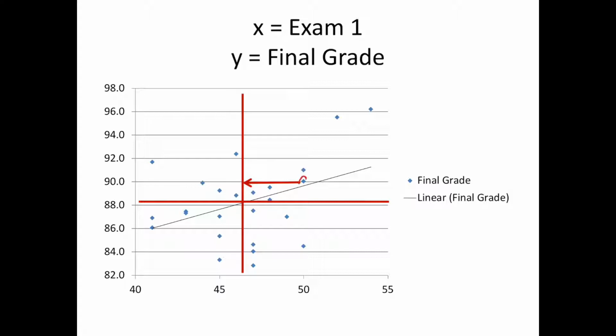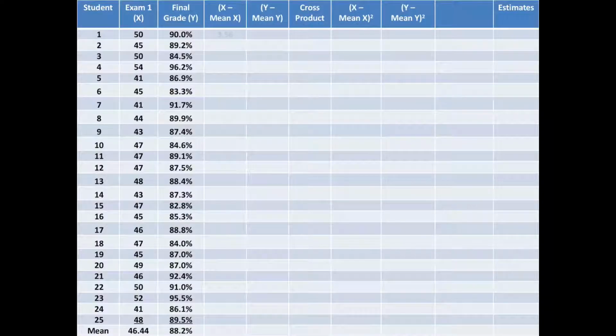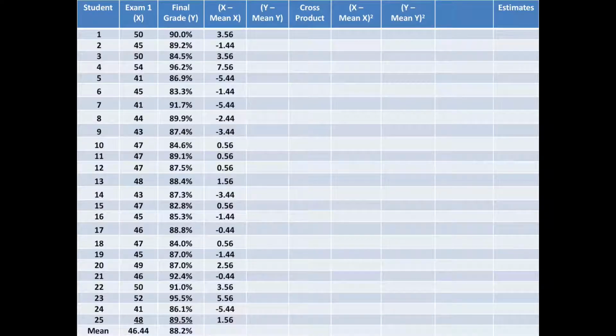We take their score right here, 50 minus 46.44, and what we're going to find is that they have scored above average. So this is what that deviation score would look like. This person gets a deviation score of 3.56. We're going to do the same thing for every other person in the data set. So now we have deviation scores for everyone.